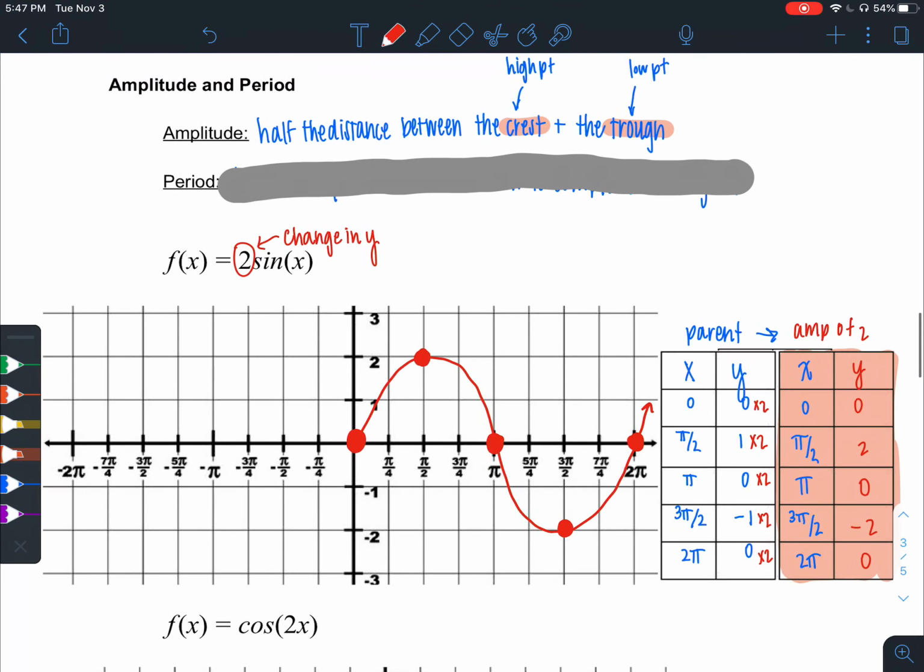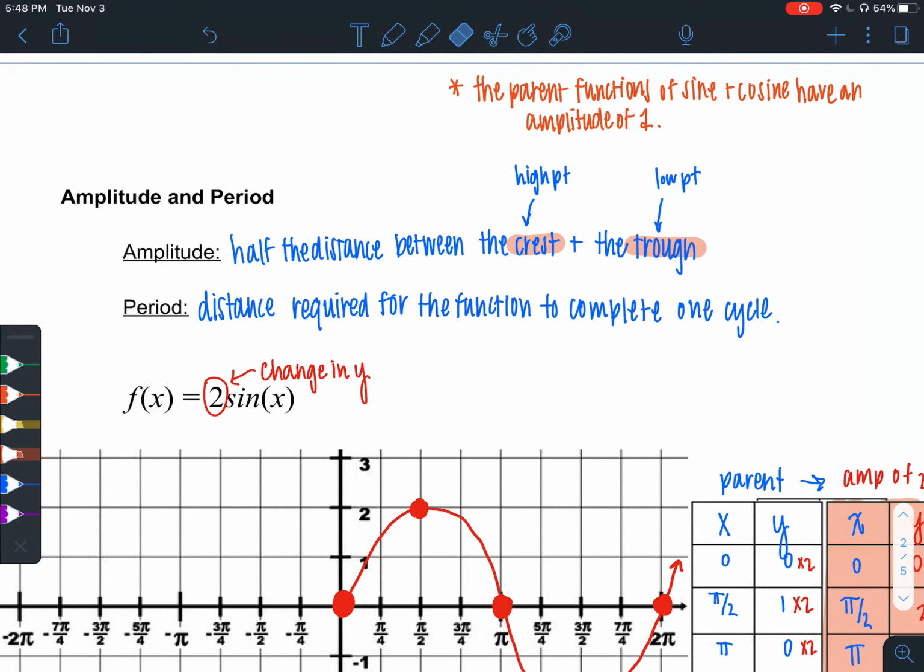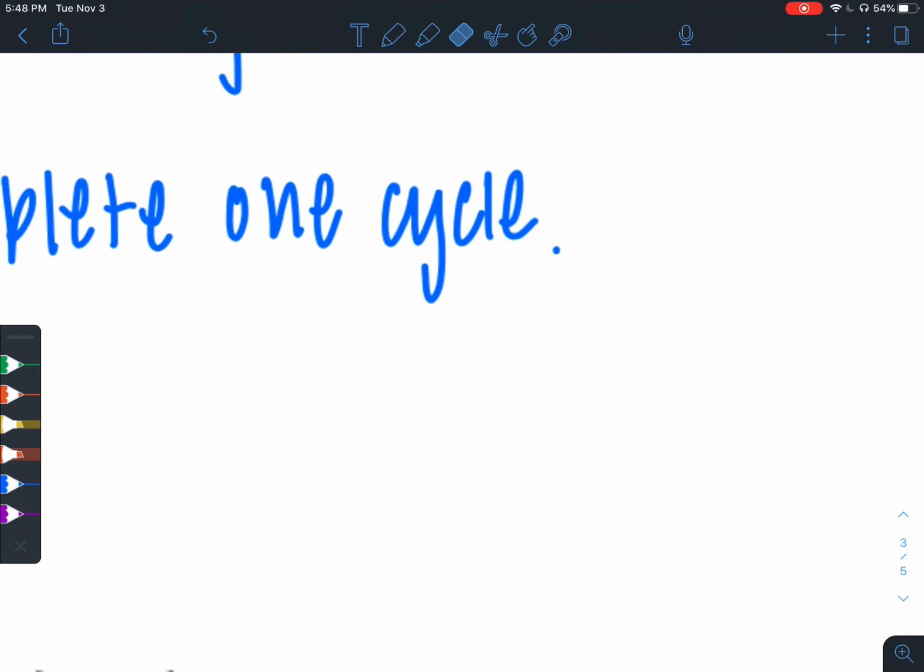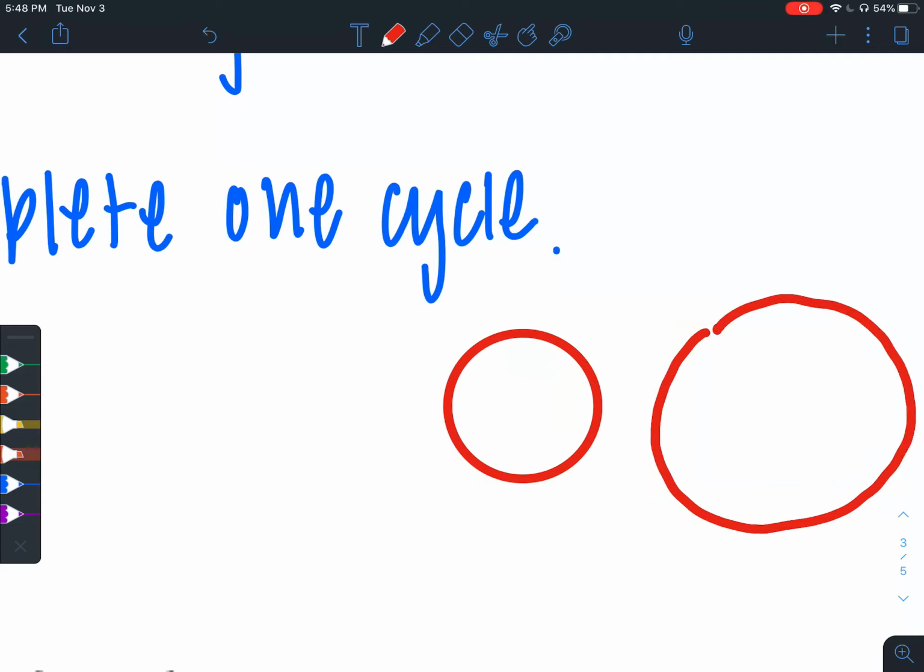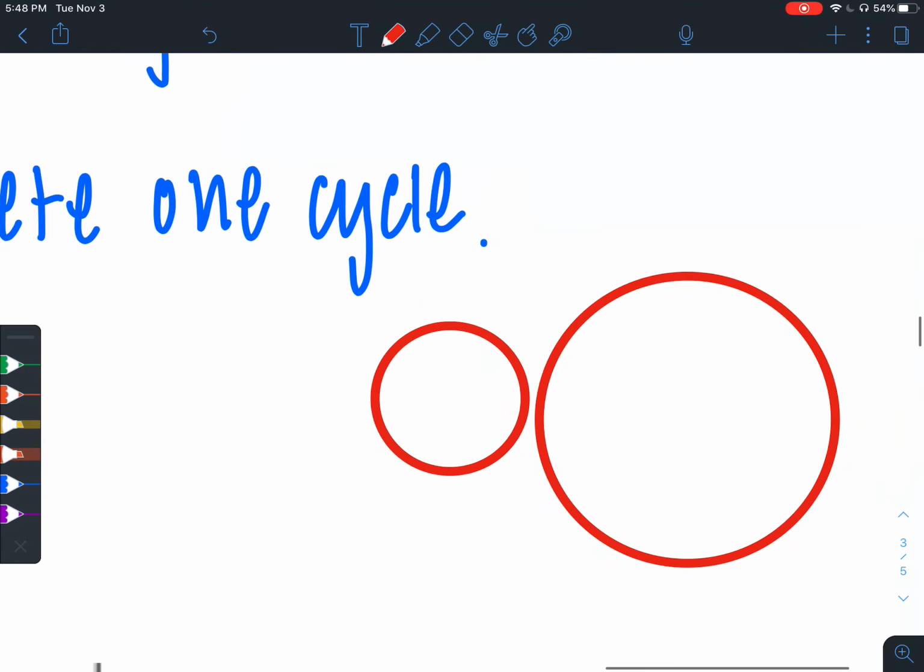Okay, now let's talk about the period. So the period is the distance required for the function to complete one cycle. So if you think about it, I'm going to zoom in here to have some space. If I have a circle, and then I have a bigger circle, which circle are you going to travel around faster, the small one or the large one? You should say that you're going to travel around the small one faster, okay?